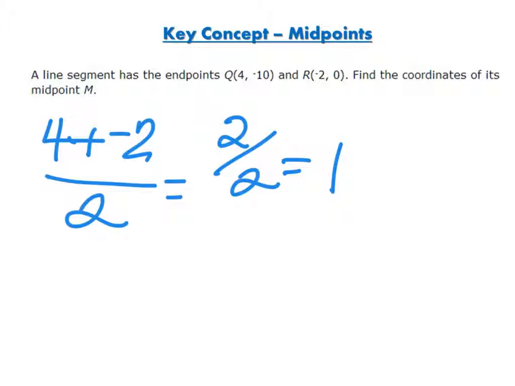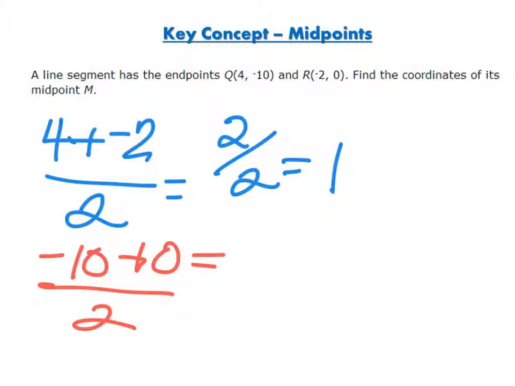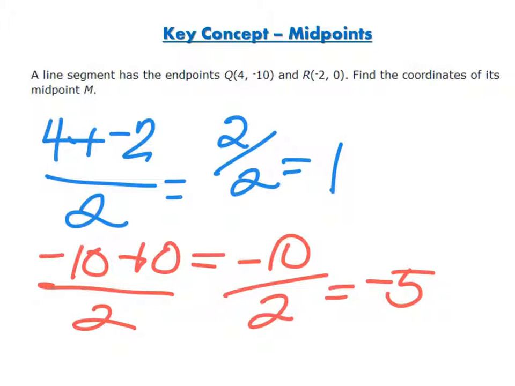My y's are -10 plus 0 divided by 2. -10 divided by 2 is -5. So my final answer, the coordinates of the midpoint, is 1, -5.